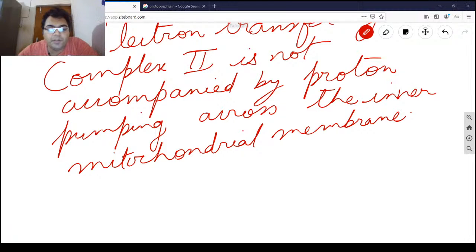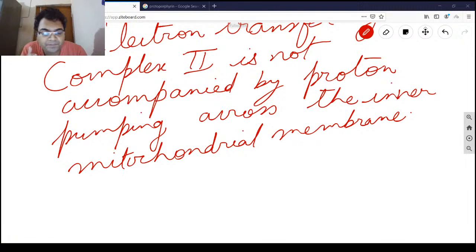Okay, inner mitochondrial membrane. Now, although the QH2 produced by succinate oxidation will be then used by complex 3, because electron transport has occurred, ubiquinone has become QH2, but that QH2 production doesn't cause proton pumping from the matrix to the intermembrane space of the mitochondria through complex 2. But that QH2 produced will go and bind to complex 3, and then it will cause the proton pump through complex 3 later on, but not through complex 2.